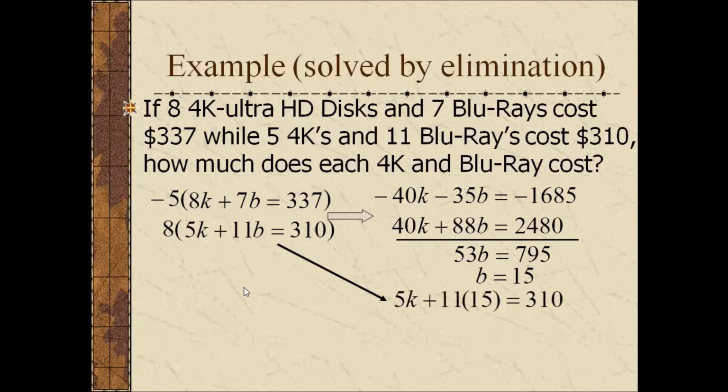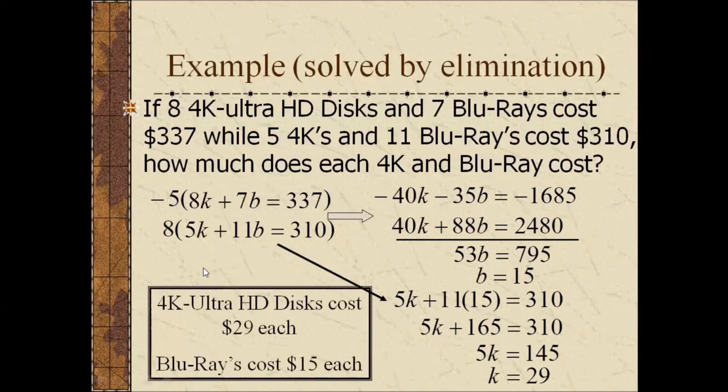What we get is 5K plus 11 times 15 equals 310, or 5K plus 165 equals 310. Subtract 165 from both sides and divide both sides by 5, and we'll see that the 4K discs cost $29 each. So 4K Ultra HD discs cost $29 each, Blu-rays cost $15 each.